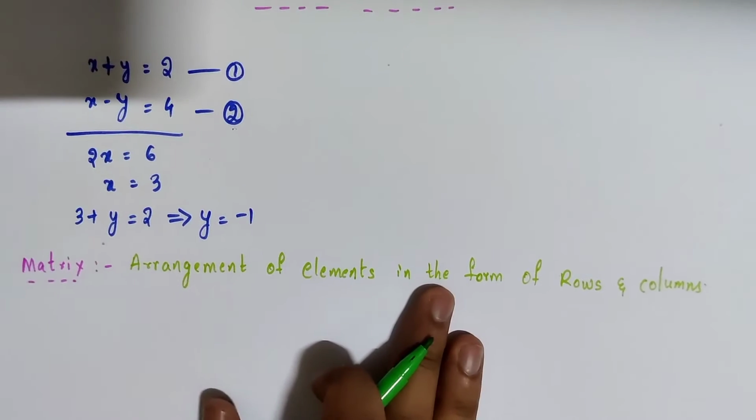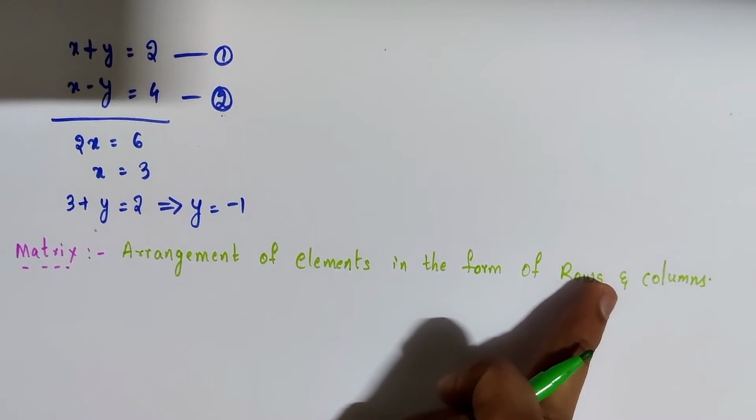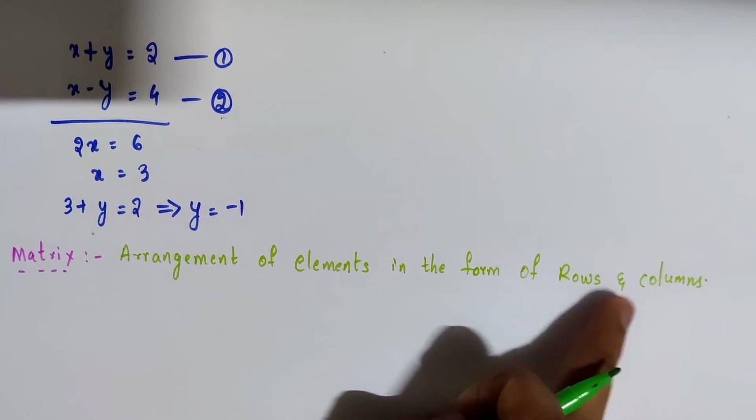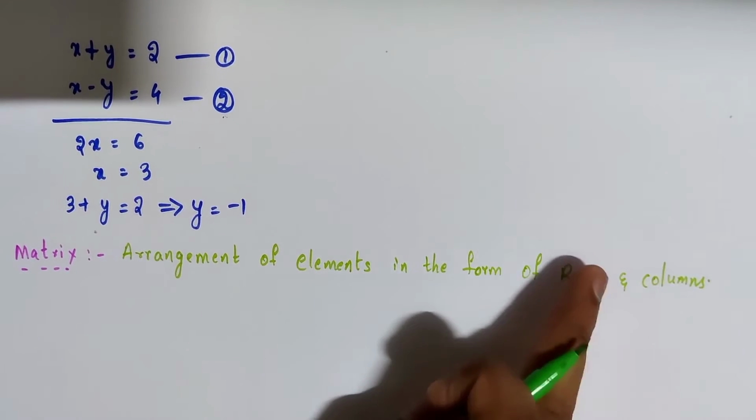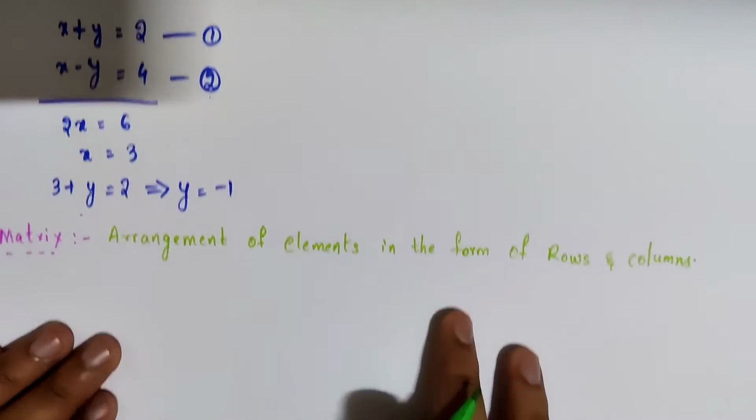So this is what a matrix means. So what is a matrix? Arrangement of elements in the form of rows and columns. Few of the people have got this by the definition itself, few might not have got. So for those people, I am explaining the meaning of this statement with an example.